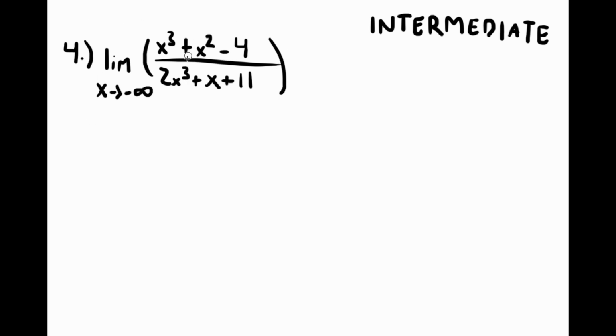Okay, so now we have the task of finding the limit as x approaches negative infinity of this function. Also be sure to try these before, if you think you've got this, maybe from our past questions, you kind of understand what's going on. Be sure to try this and we can compare answers later on. Alright, so we have x to the third plus x squared minus 4 divided by 2x to the third plus x plus 11.